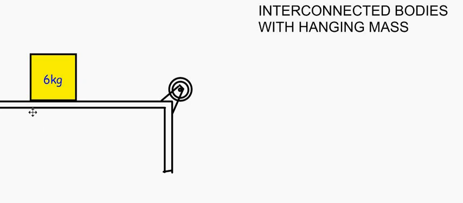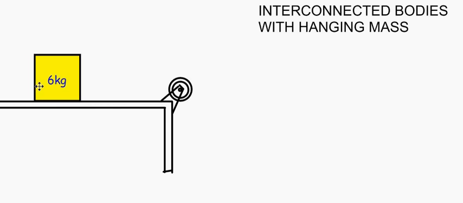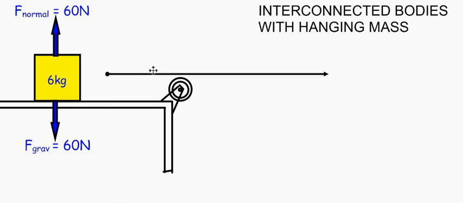Okay, let's consider a 6 kilogram mass resting on a frictionless surface, so it can be moved about. The forces acting on the mass will be the gravitational force acting downwards, which is 60 newtons, and of course the push of the table acting upwards, that is the normal reaction force, also 60 newtons. In this case, there is no resultant force or net force on the 6 kilogram mass, so it will remain stationary. Now if we wanted to accelerate this mass in any particular direction, we must apply a net force.